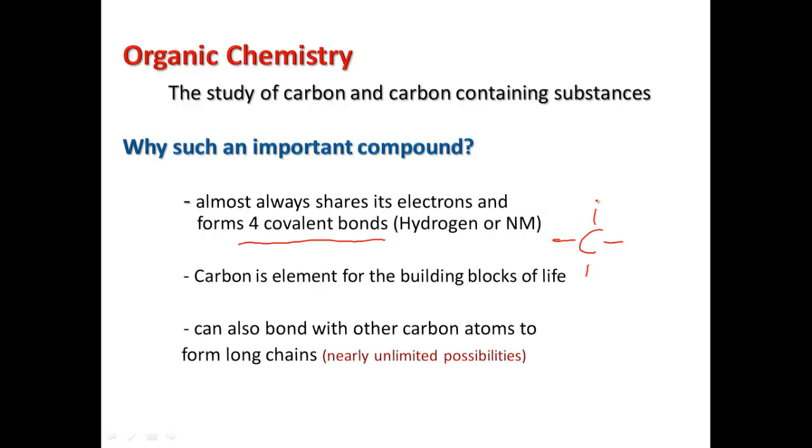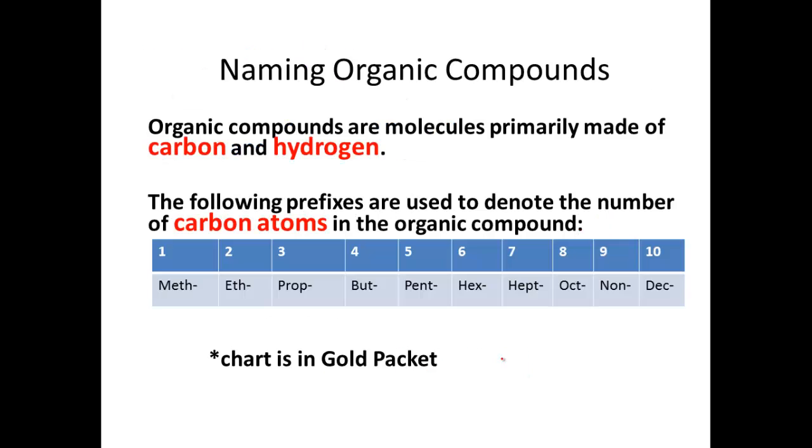Also, it can bond with basically another carbon, and it can continue to bond, so nearly unlimited possibilities of compounds can be produced, but we're going to stick with just the basic ones. So in our notes, organic compounds are formed with carbon and hydrogen. Sometimes they're known as hydrocarbons.